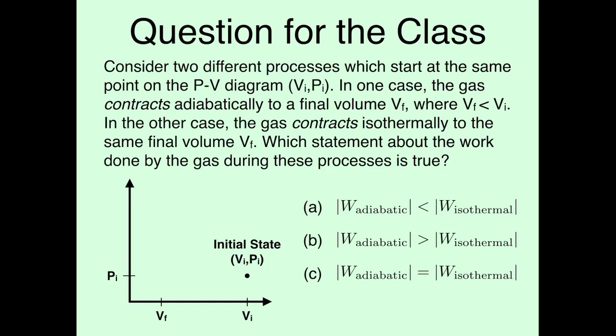So what's true? Is there more work done in the isothermal case? Is there more work done in the adiabatic case, or is it equal? By the way, one quick note, since we're contracting, the volume is decreasing, the work is going to come out negative. But what I want you to do is, don't worry about the negative sign, I just want you to compare absolute values, okay? So try to work this out, and then we'll go through it together.